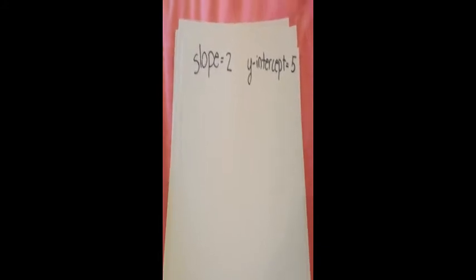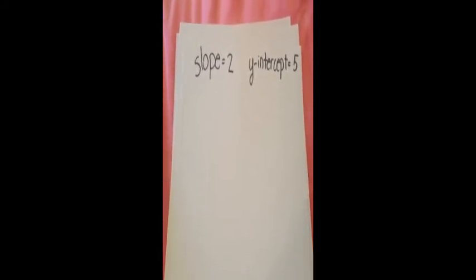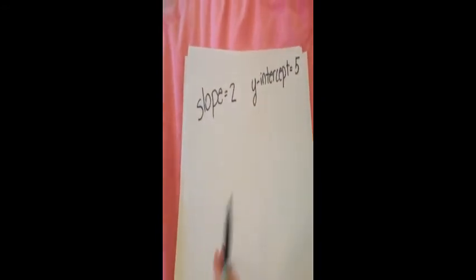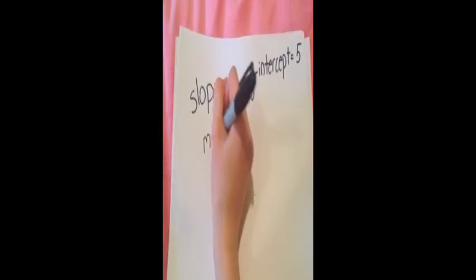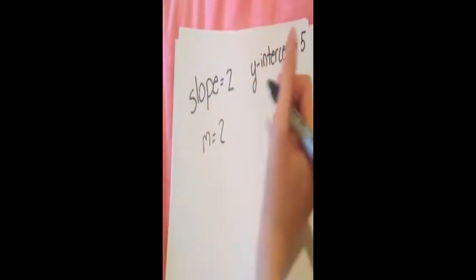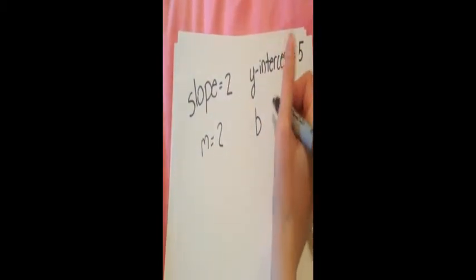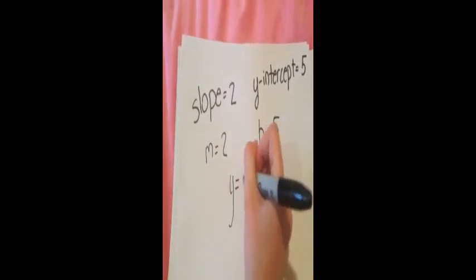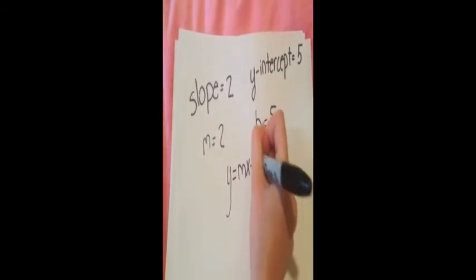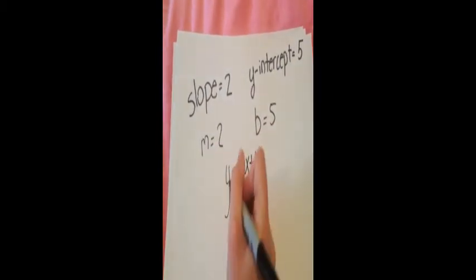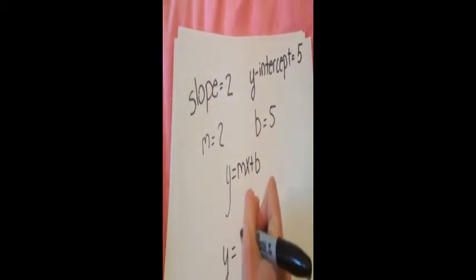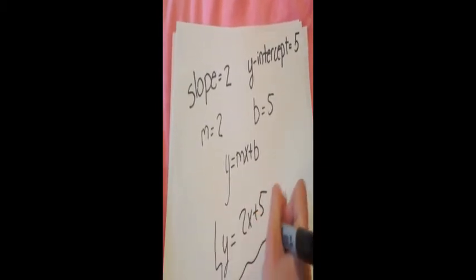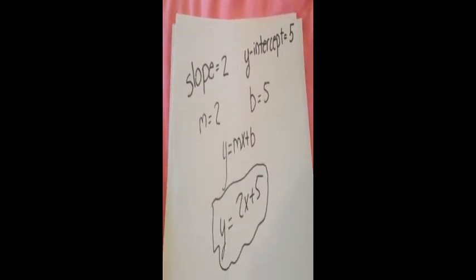Now we have to find the equation of a line that has the slope of 2 and a y-intercept of 5. This will be simple because we know that the slope is the m. So the m is 2 and the y-intercept is the b. So the b is 5. We know that the equation of a line is y equals mx plus b. Therefore, when you plug it in, y equals 2x plus 5. And this is your final equation.